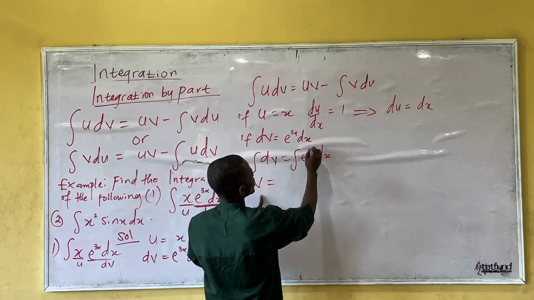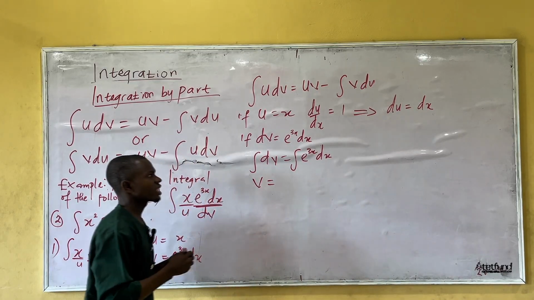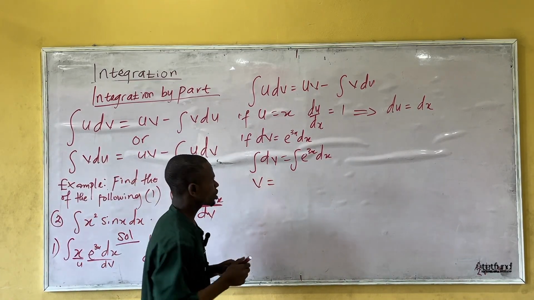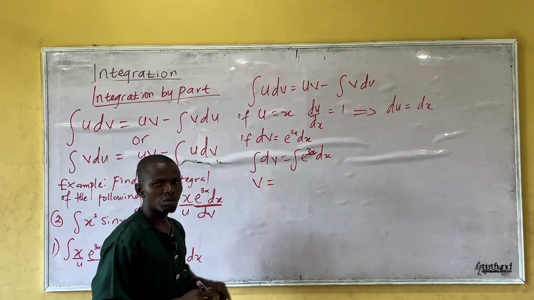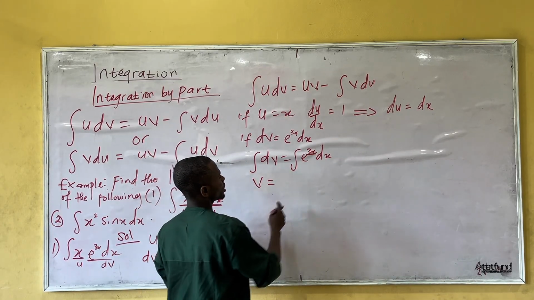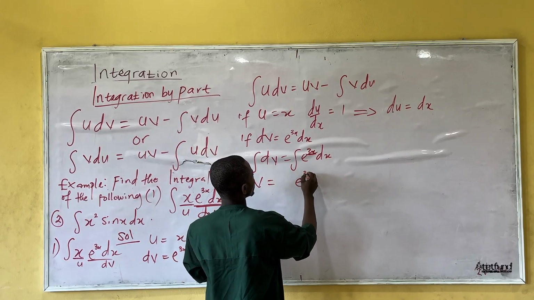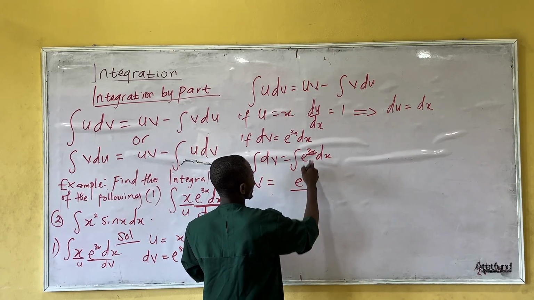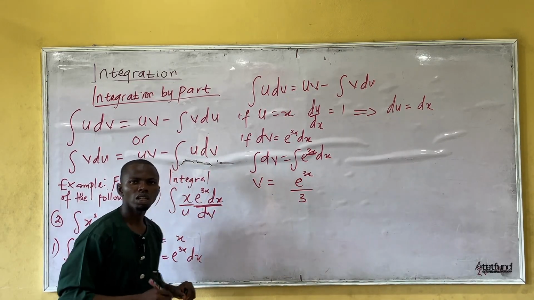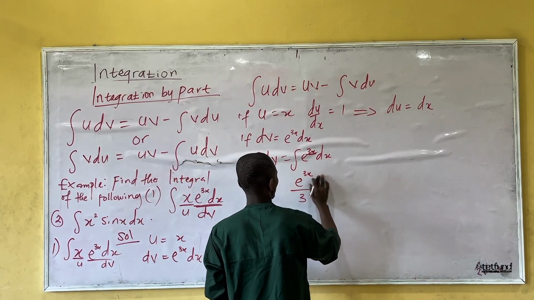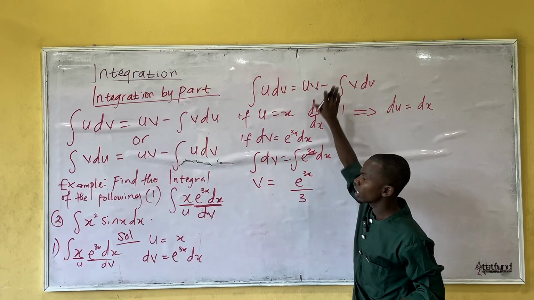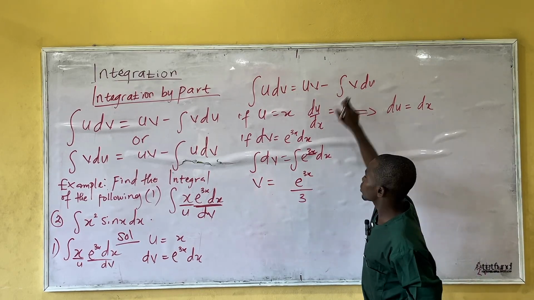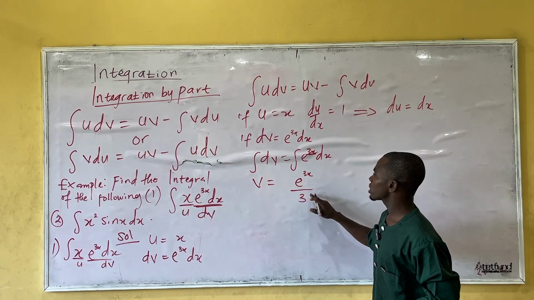If I integrate exponential of 3x, it will give me the shortcut. Differentiate the power 3x, it will give me 3. Then it will now be exponential of 3x divided by what I got here, 3, plus c. But because I have not substituted the value into the formula, this one is for me to generate my v. So my v is exponential of 3x over 3.